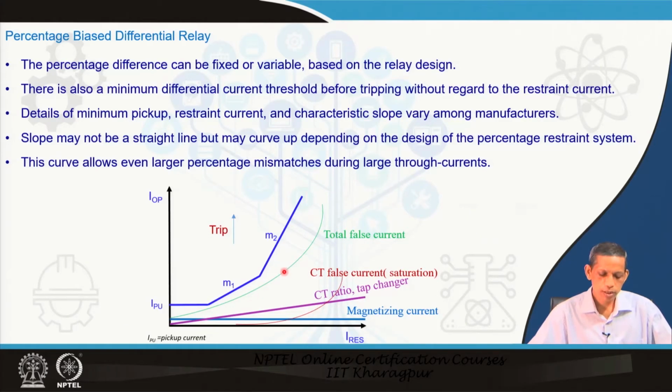So, having some margin above this, so that the decision can be more secure and unwanted tripping can be avoided, we set a curve like this for the percentage differential characteristics. And as already mentioned, many relays put two slopes, m1 and m2, and this m2 slope is much higher. Typically m1 can be 0.2 to 0.3, and m2 can be much larger, as high as 0.5 or so.